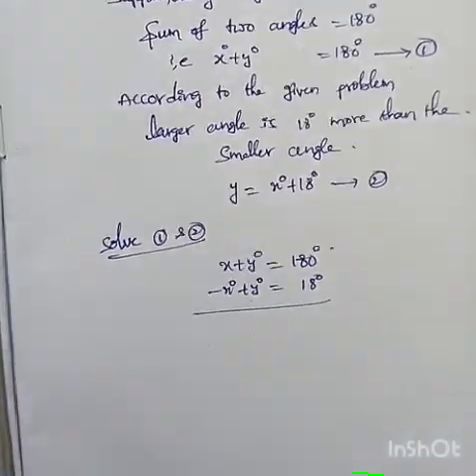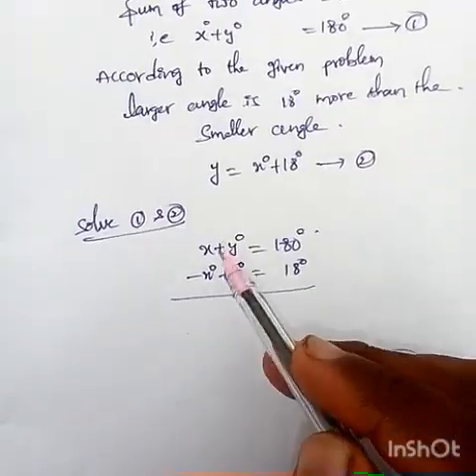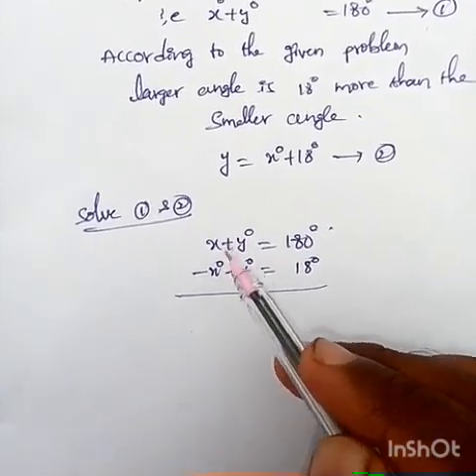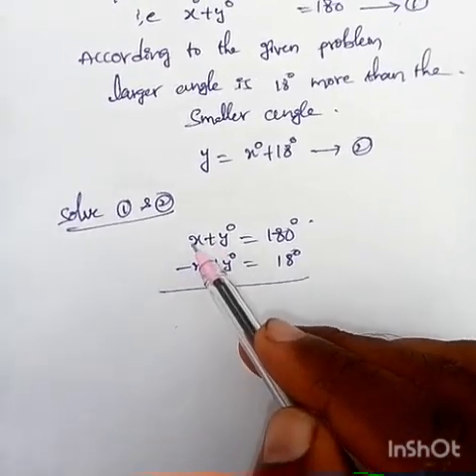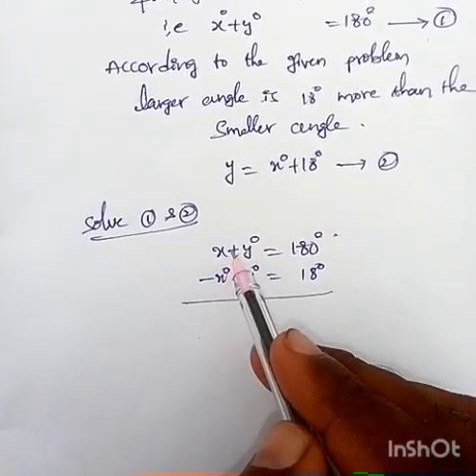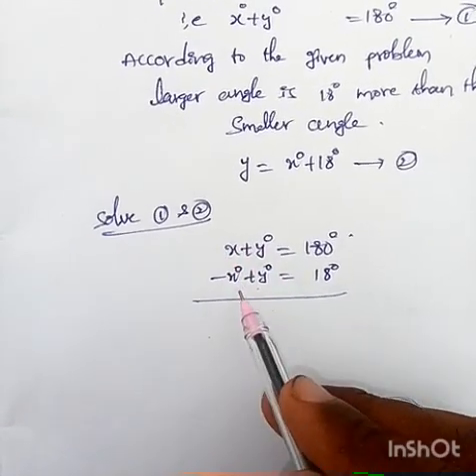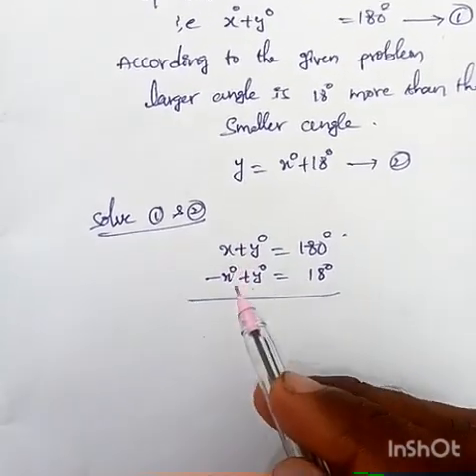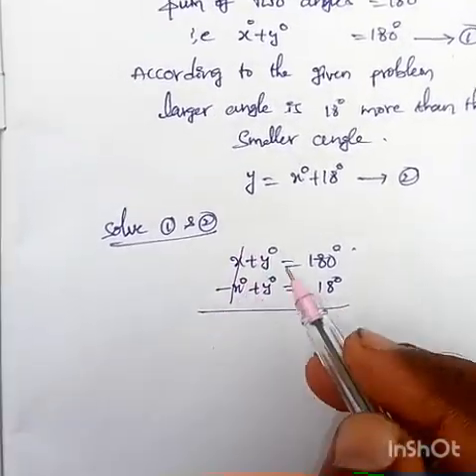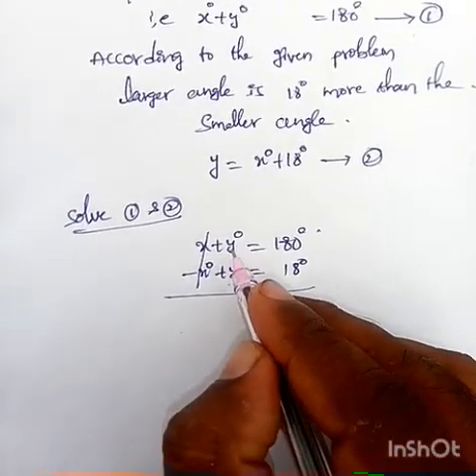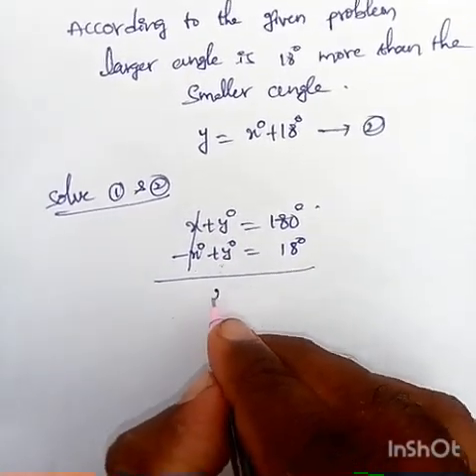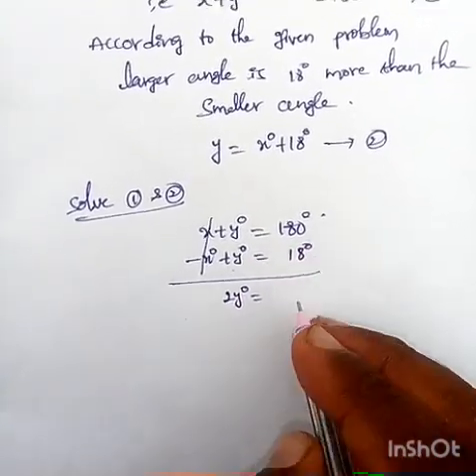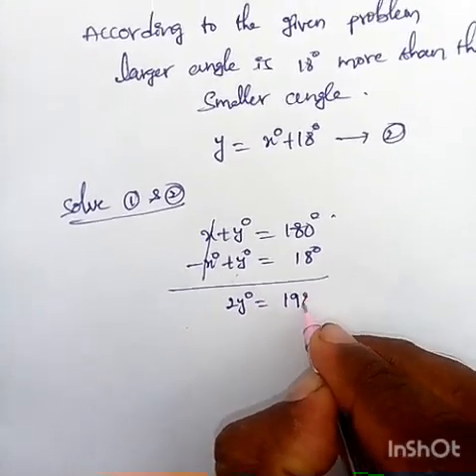Here I wish to eliminate the x variable. The x variables in the equations have opposite symbols, so these two variables get cancelled. In the first equation the symbol of x is plus, and in the second equation the symbol of x is minus, so x degrees minus x degrees cancels. Now y degrees plus y degrees is 2y degrees equal to 180 degrees plus 18 degrees, 198 degrees.